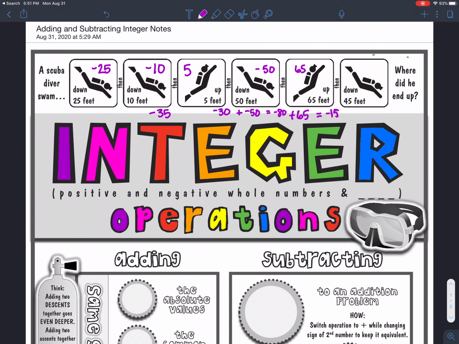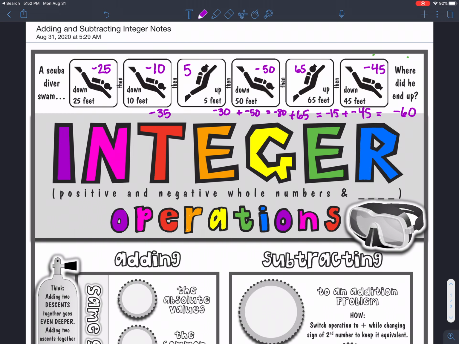And our last movement by our scuba diver is down 45 feet. So we know that is a negative 45. And where did he end up? Well, he went up and down, up and down. He went down another 45. So he was at negative 15 and he went down another 45 feet. That puts him at negative 60 feet.